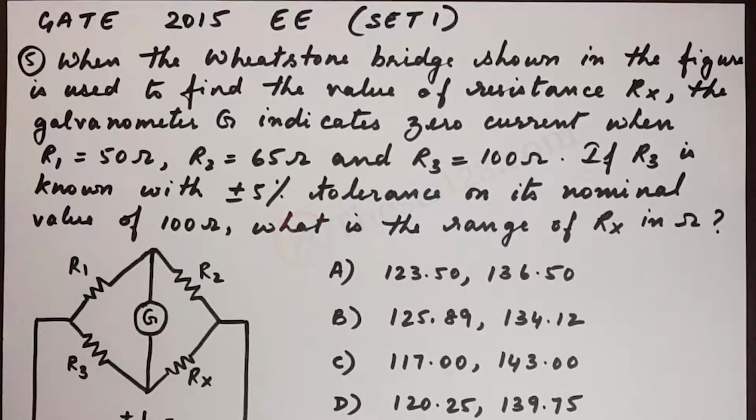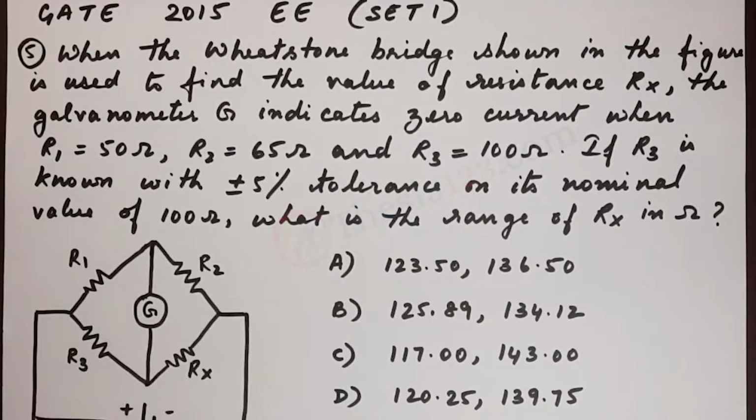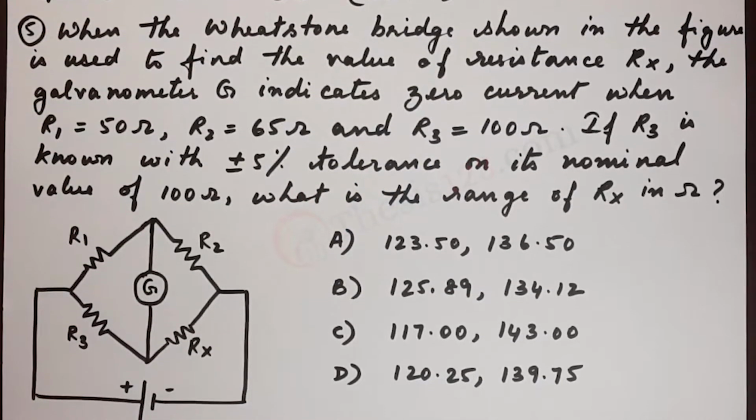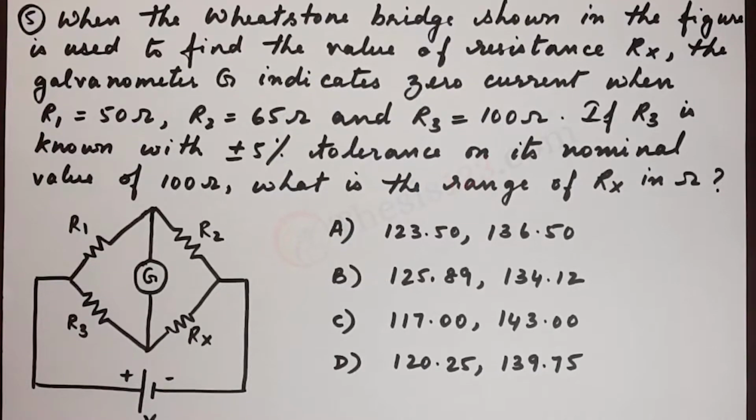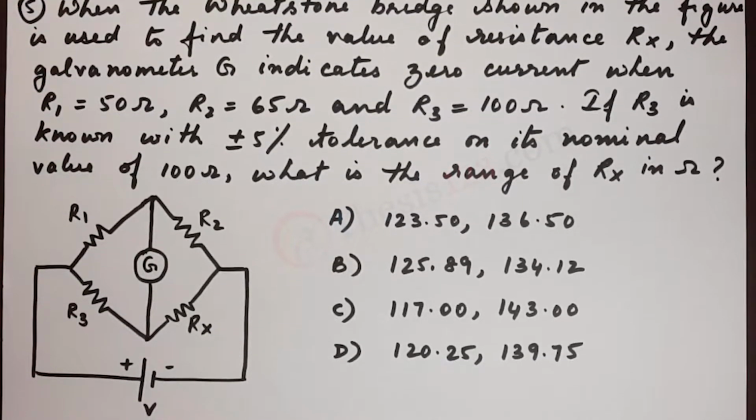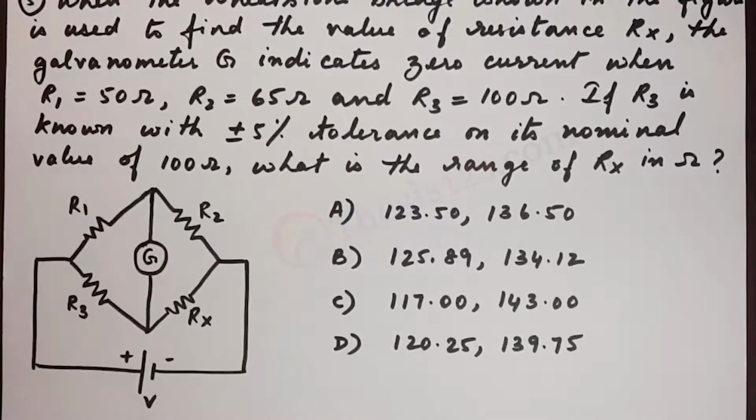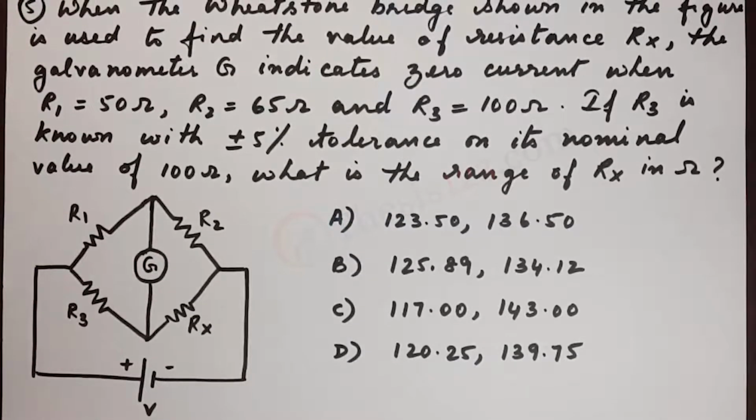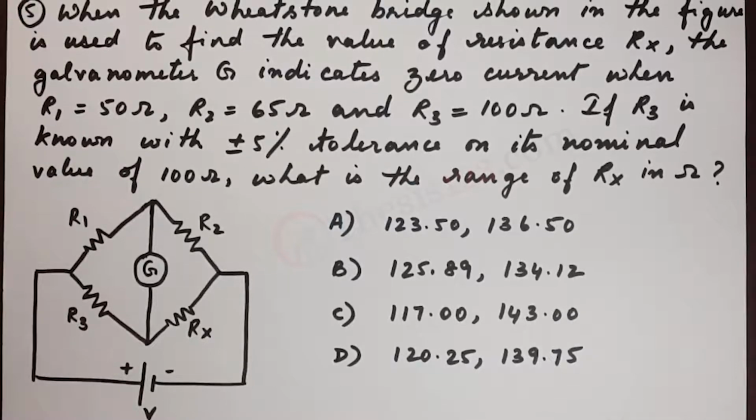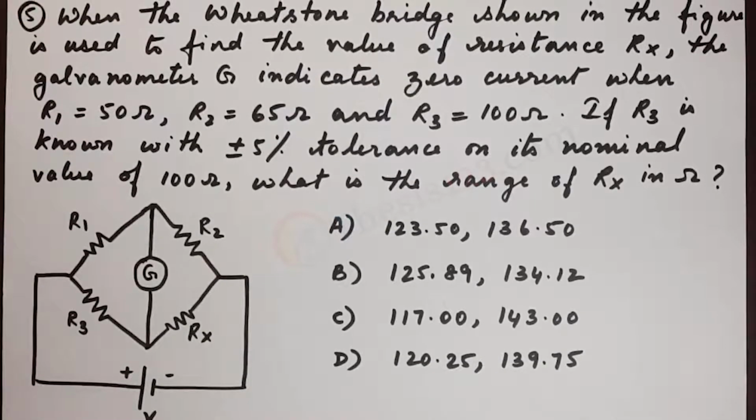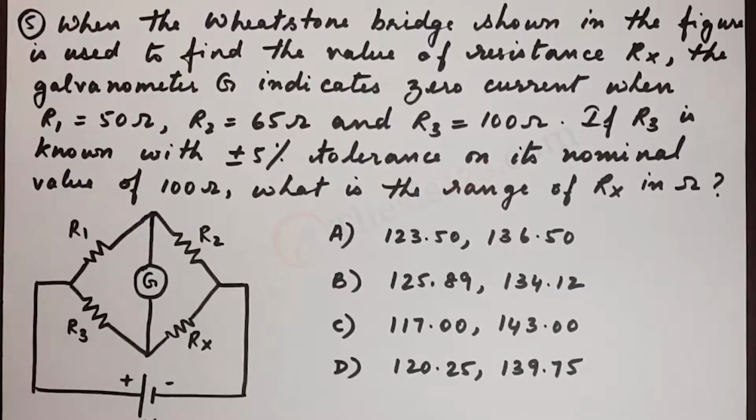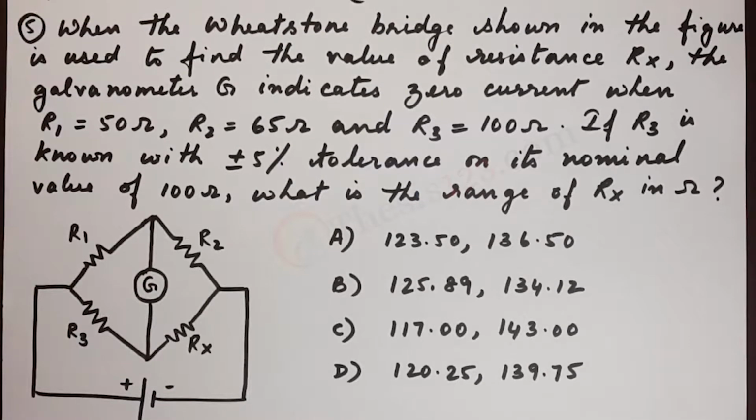Next question, number 5. When the Wheatstone bridge shown in the figure is used to find the value of resistance Rx, the galvanometer G indicates zero current when R1 is 50, R2 is 65 and R3 is 100 ohms. If R3 is known with plus or minus 5% tolerance on its nominal value of 100 ohms, what is the range of Rx in ohms? Okay, so we have been given our 4 options.